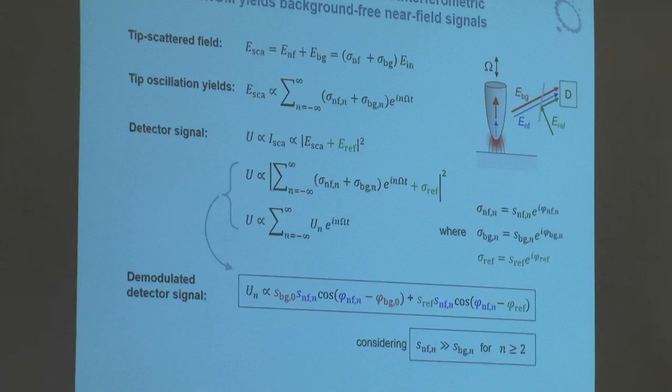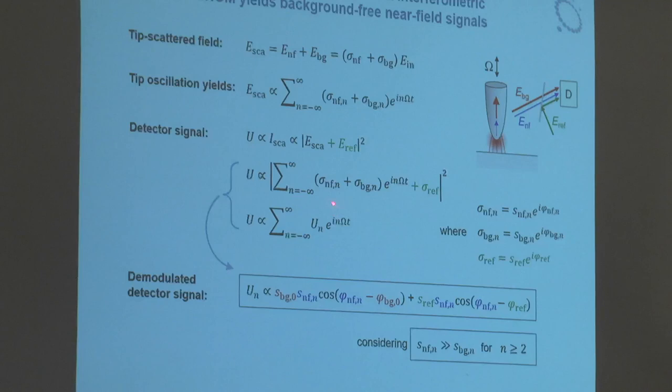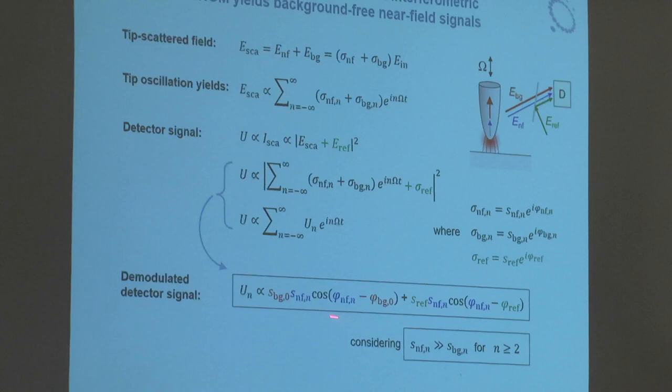Then we can do the same here, right? We write this sum up. Now it's getting even more complicated. I don't go through the math, but we now can make, again, a coefficient comparison. And we make a similar assumption as before, and then we see that the demodulated detector signal now is this term here. That's exactly the same as in the non-interferometric case, remember this?